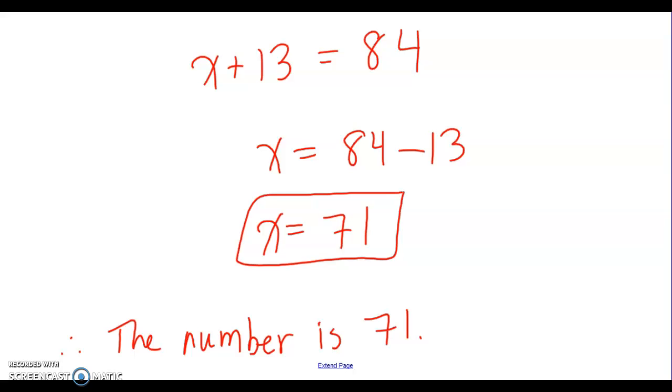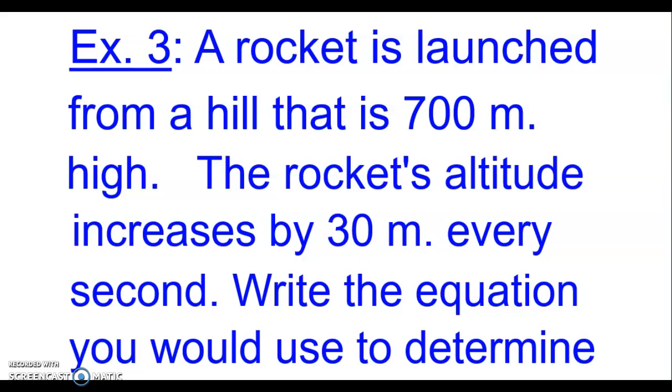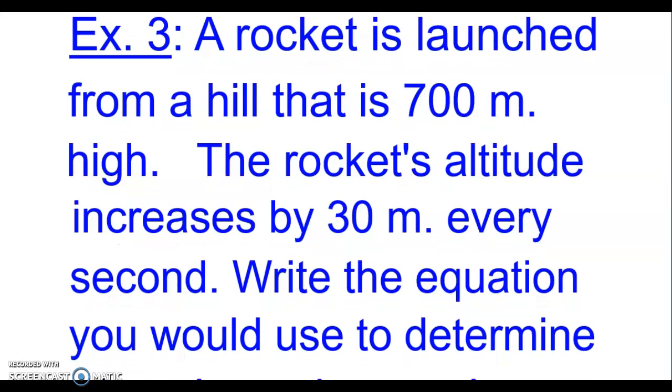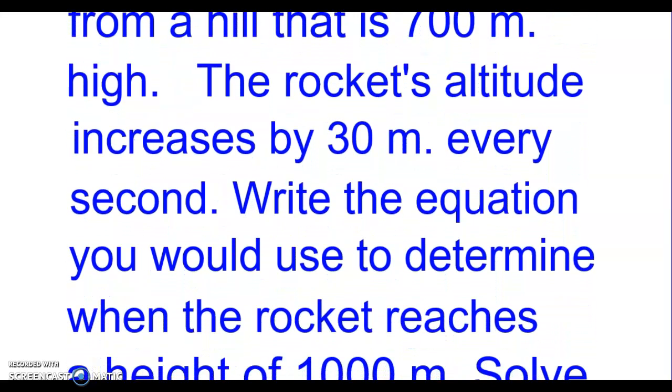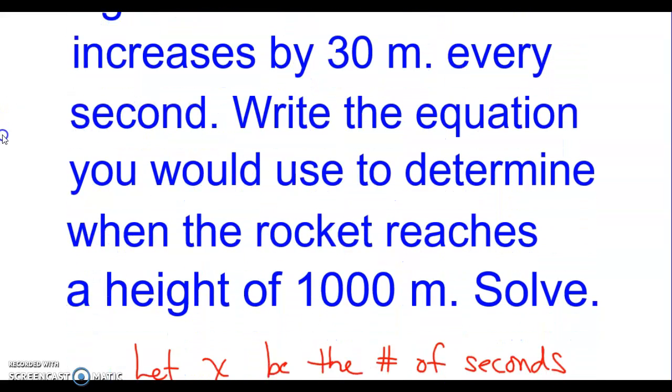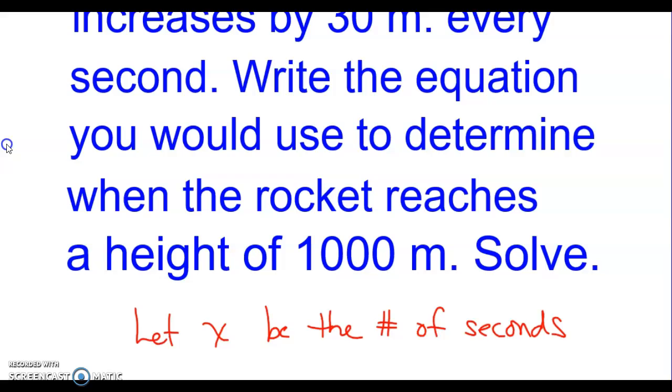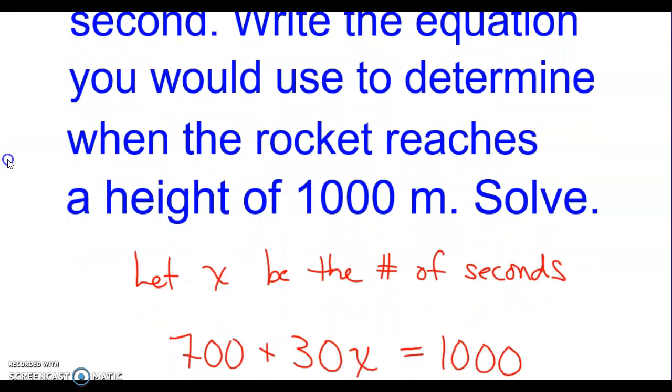Let's look at one more example. Example 3, a rocket is launched from a hill that is 700 meters high. The rocket's altitude increases by 30 meters every second. Write the equation you would use to determine when the rocket reaches a height of 1,000 meters, and then solve.